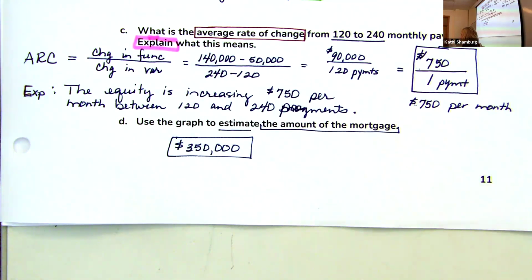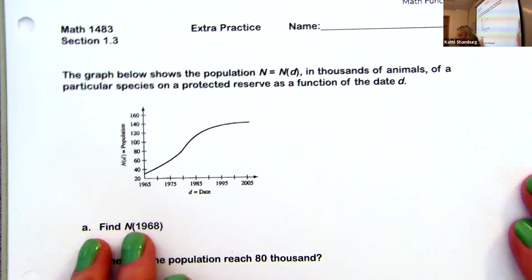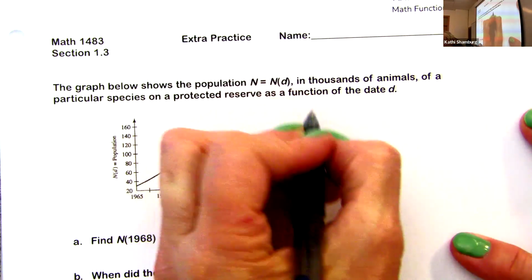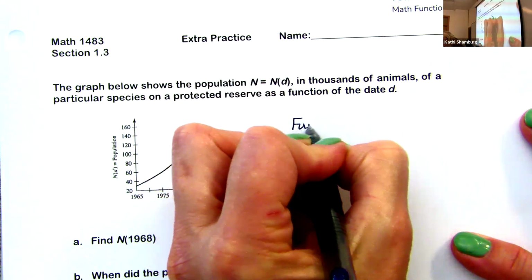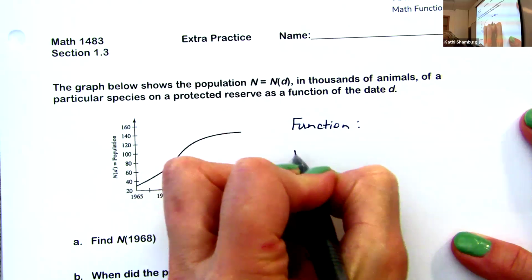All right, let's do another one, and then we're going to get into section 1.4. All right, so I want you to read this and look at your graph, and I want you to define the function or identify the function and the variable.